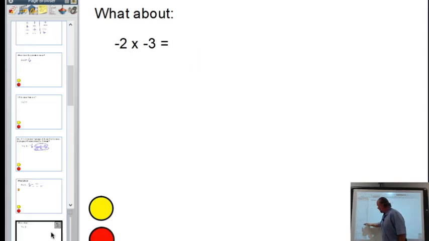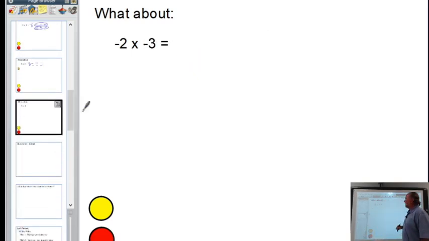Okay, one more real quick. What about this one right here? Now we just said that the little negative sign up in the front says, what's the opposite of? Well, what are we looking for? This part right here says I need 2 groups of negative 3. This little negative in the front says, what's the opposite of 2 groups of negative 3? And the opposite of 2 groups of negative 3 is 2 groups of positive 3, which would give me a positive 6.